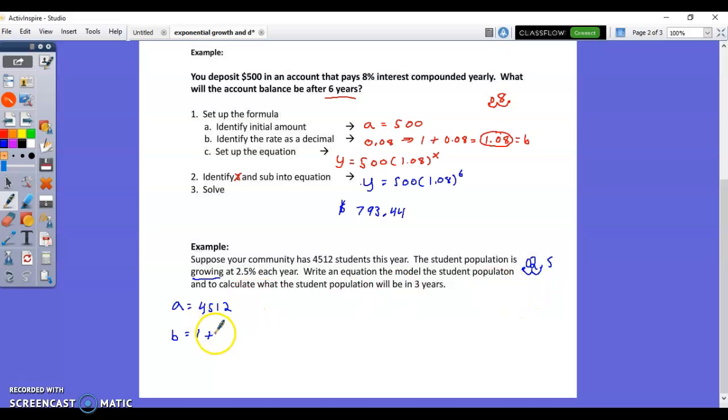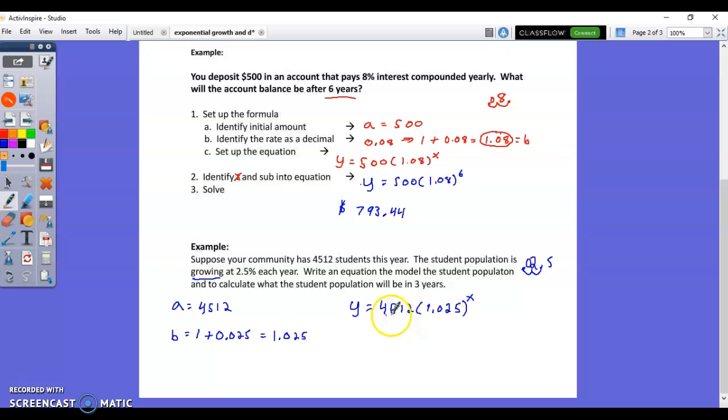So it's 1 plus 0.025, and that would equal 1.025. So that's a 2.5% increase. So once I have my A and my B, I can write the equation. Y equals 4,512 times 1.025 to the x power.